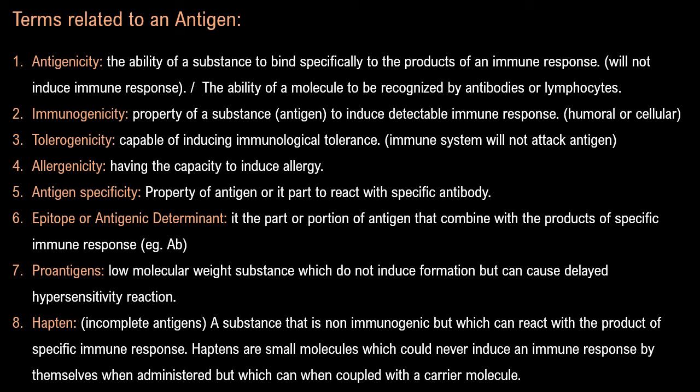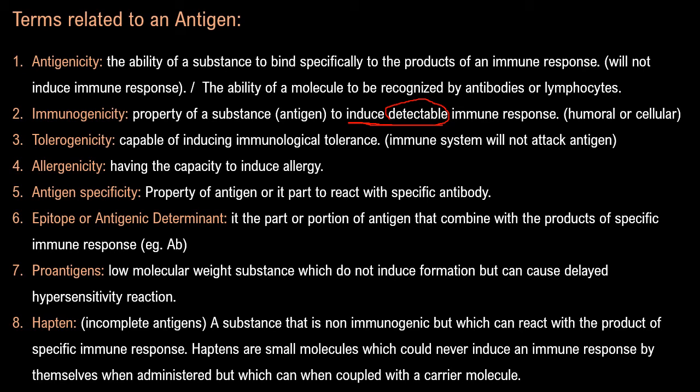In the case of immunogenicity, there is a little difference. That is the property of a substance to induce a detectable immune response. Here the immune response is actually induced or triggered. The immune response can be humoral or cellular, depending. So when you conclude that a particular antigen induces an immune response, you term it as having immunogenicity, the property. Next is tolerogenicity.